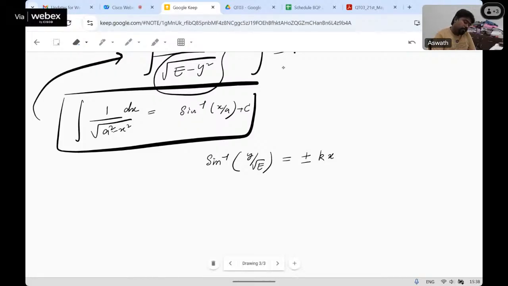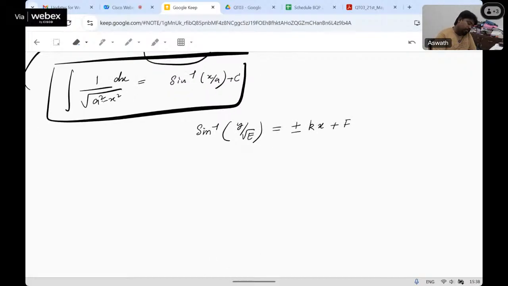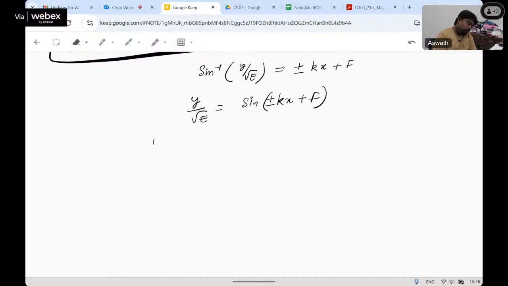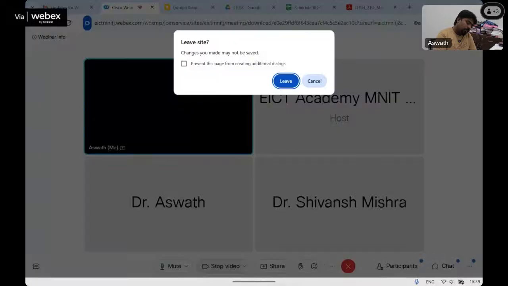Okay, plus some constant, let me call it f. That would take care of it. Now send the sine to the right, I'll get y equals square root of e sine of kx plus some f.